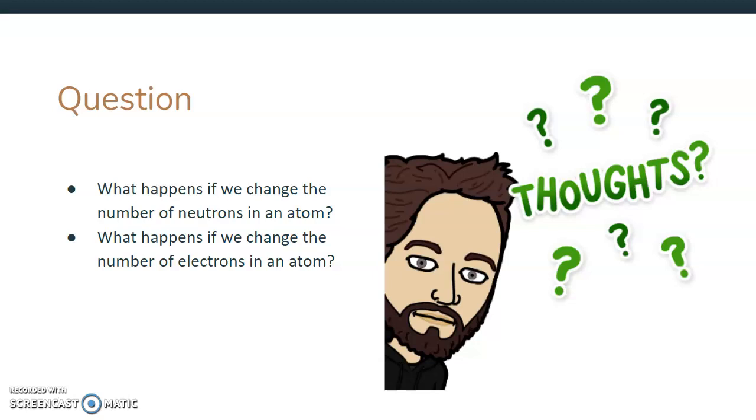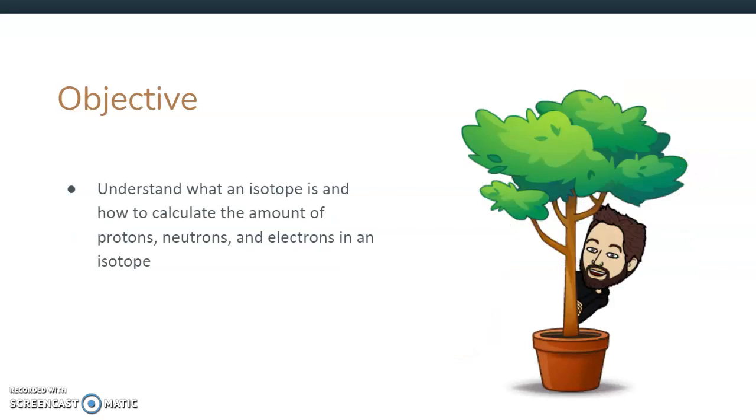And also, what would happen if we change the number of electrons? We said that our protons are always equal to our atomic number. We can't change that, but we can change our neutrons and electrons. If we changed our neutrons, it would change our atomic weight, or vice versa. If our weight changed, our number of neutrons would change. If we changed our number of electrons, our overall charge would change. So we'll talk through some of that.